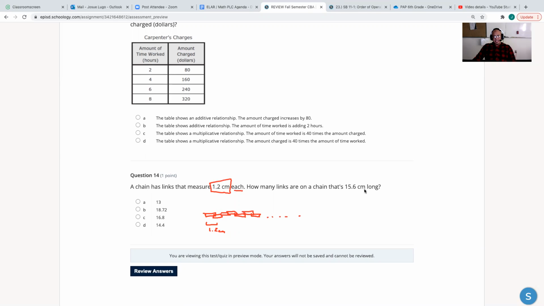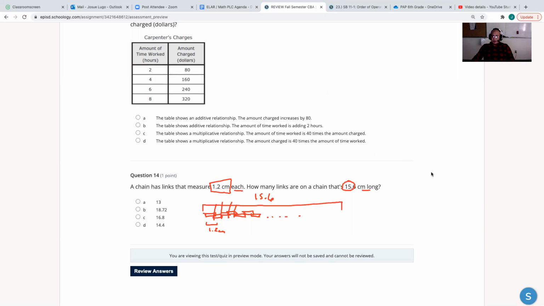How many links are there on a chain that is 15.6 centimeters long? In other words, if the full length of the chain was 15.6, how many of these little links do I need? Ladies and gentlemen, what am I doing when I am taking that chain and splitting it into sections that are 1.2 centimeters long? They're all the same length, right? So I'm splitting it into equal lengths, equal sizes. That's division. That is literally the definition of division. Taking something and then splitting it into equal sizes.